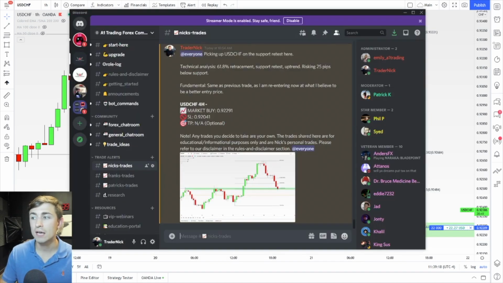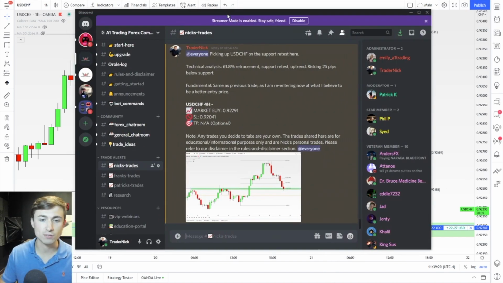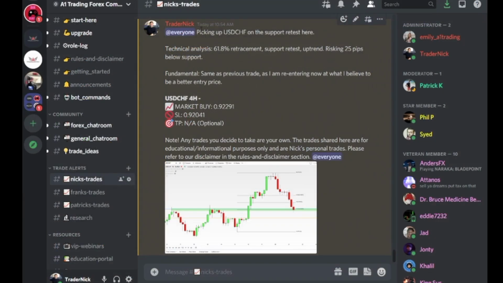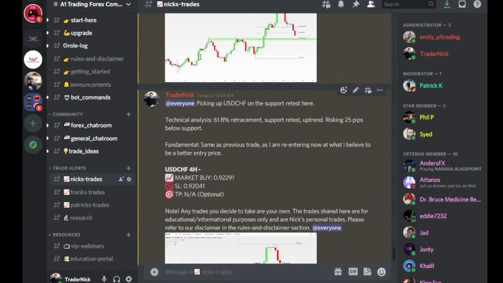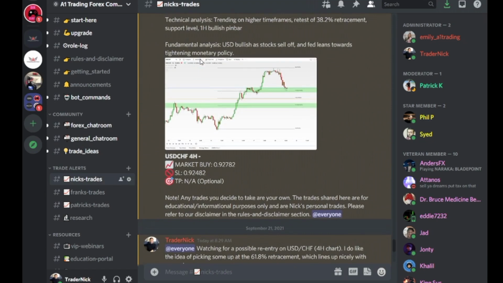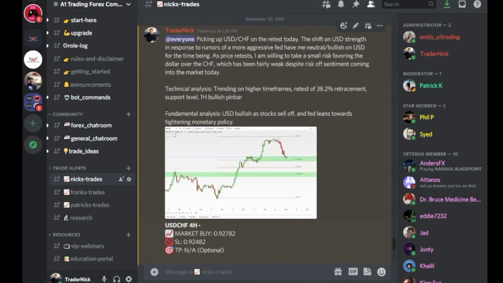Anytime I take a trade, I share it inside of our private Discord channel. Here you go, I just popped it up on the screen. So I am basically alerting all of my trades here to members. Now, this is a re-entry, so I basically did this very briefly. You can see here's my previous trade.